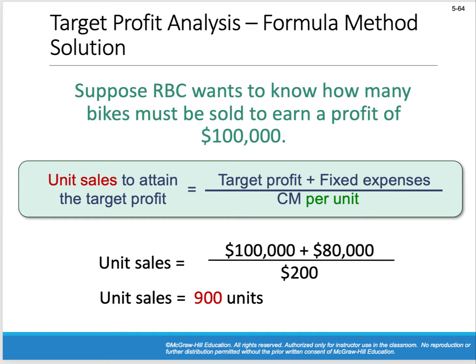So let's look at the example here. Let's suppose that RBC wants to know how many bikes it has to sell in order to earn a profit of $100,000. Same thing as what we saw before using the equation method. Well, the formula method, it's a little nicer, a little cleaner, a little easier to use. I'm going to take my target profit of 100,000 plus my fixed expenses of 80,000, divide by my unit CM, which is $200. I get a unit sales of 900 units. That means if I sell 900 units, I'm going to cover my increase in variable costs. I'm going to cover my total fixed expenses, and I'm going to have a profit of $100,000.